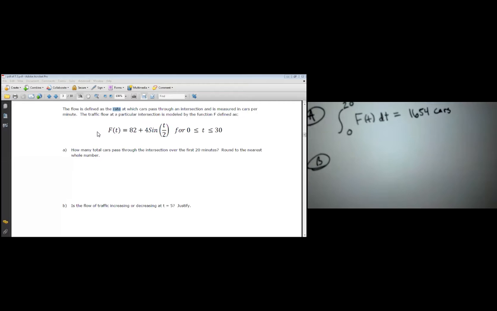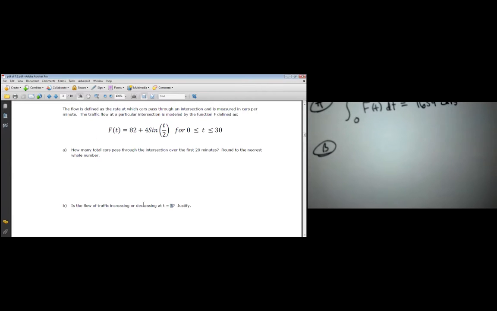Okay. All right, next up, letter B. Is the flow of traffic increasing or decreasing? Don't overread things. Go all the way back to the beginning of the year. What type of math, what kind of problem did we do if they asked you is something increasing or decreasing? A first derivative test? Yeah. So we're talking about a first derivative test of sorts, but now we have a very specific place they're asking us to figure out.